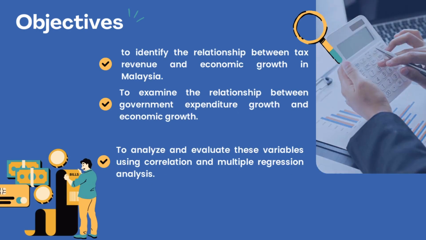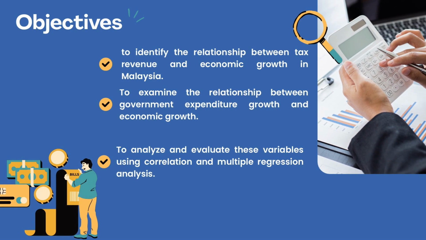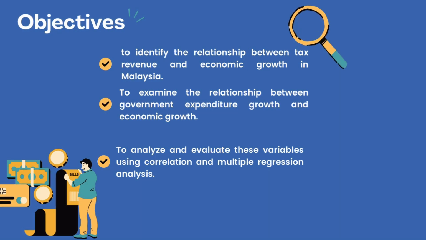The objectives of this study are threefold. First, to identify the relationship between tax revenue and economic growth in Malaysia. Second, to examine the relationship between government expenditure growth and economic growth. Finally, to analyze these relationships using Pearson correlation and multiple regression analysis.